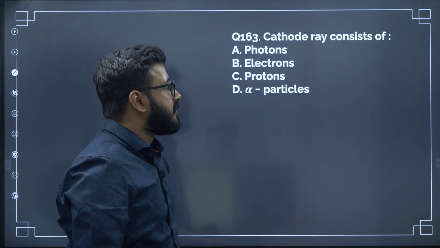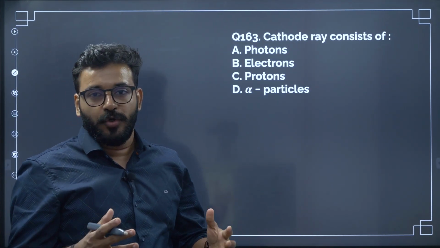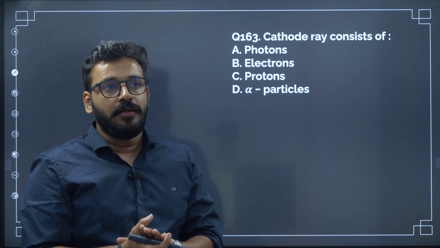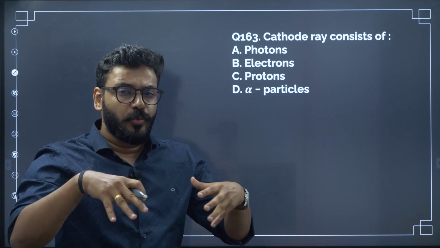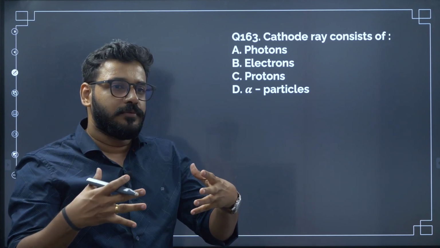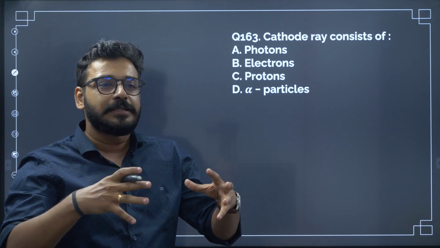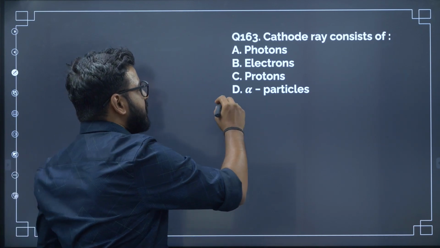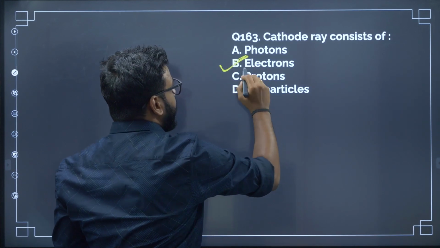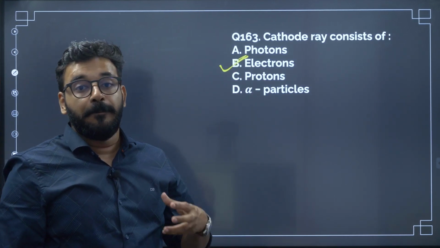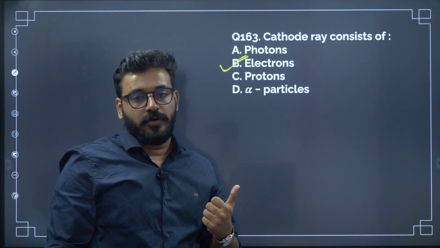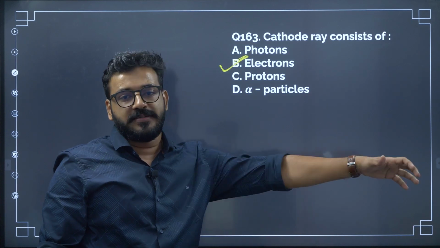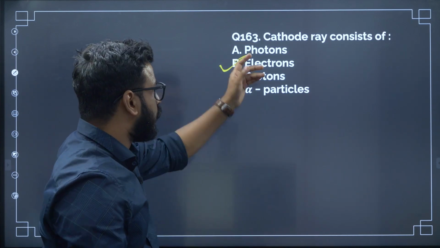A cathode ray consists of... All of you know the cathode ray tube experiment. This was conducted so as to determine, well, it's not to determine anything, but still ultimately we ended up determining a small negative charge. That charge is called electron. So the cathode ray actually consists of a beam of electrons. It's a lot of electrons passing in the same direction. That is cathode ray.